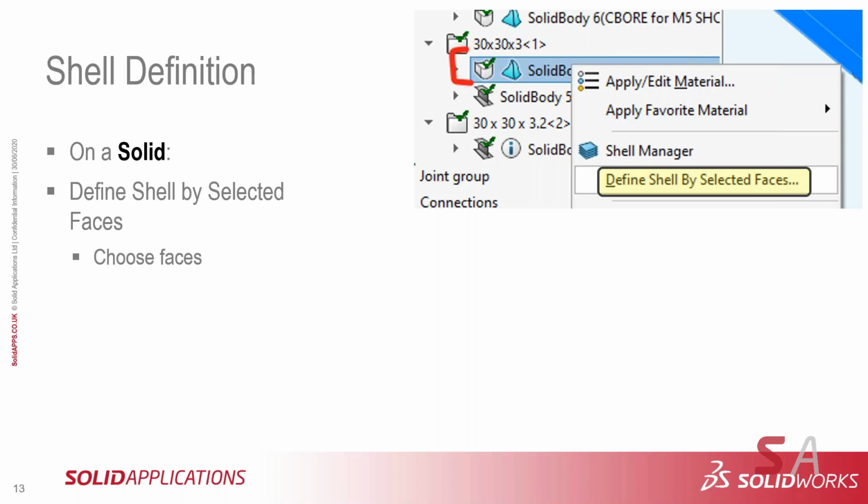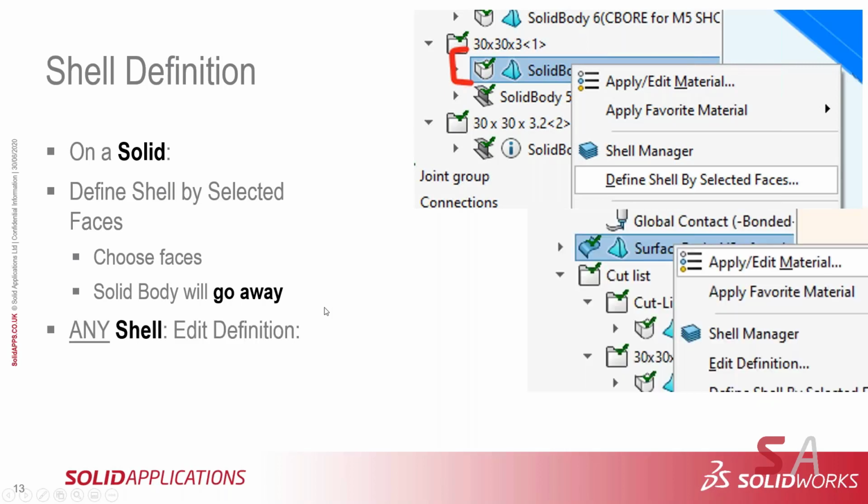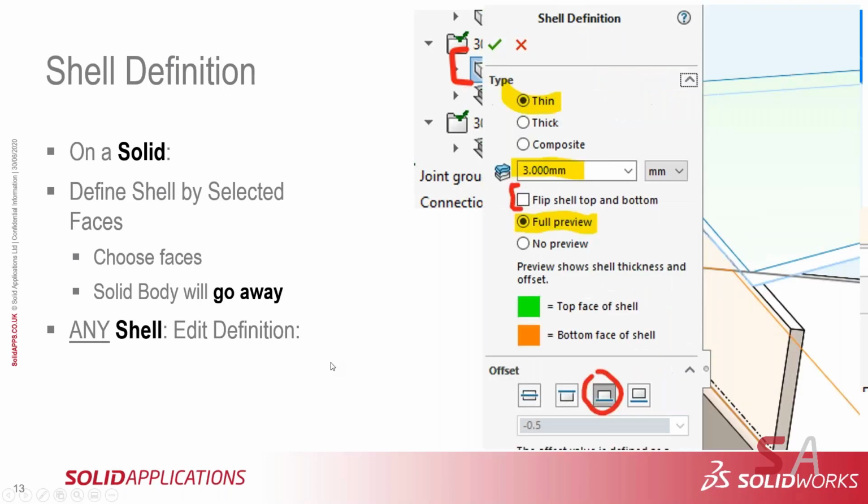You'd be choosing the faces, hitting the green check, and what happens when you complete this, the solid body is going to go away. There will be a surface body icon here, and the solid body will go away. So you won't have that solid body in the study anymore. With any shell, you can edit the definition by simply right-clicking on it and choosing Edit Definition. That includes the sheet metal shells, but I'll show you what that looks like.